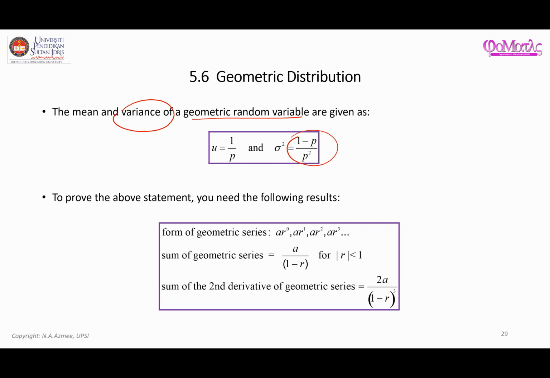Now, in order to prove this, we need to understand what a geometric series is, and then we need to be able to use this result, which is how you can find the sum of the second derivative of a geometric series. So this is the formula to find the sum of the second derivative. I'm just going to explain a little bit about this part before we go on proving that the variance is as such.